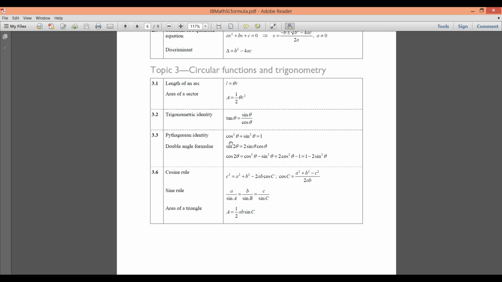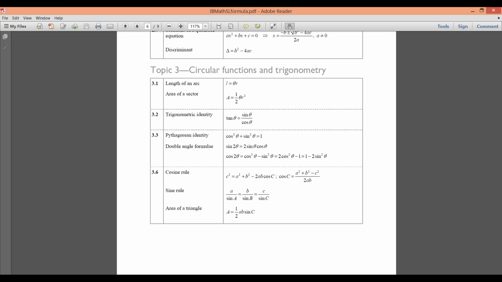Sine 2 theta, this is what we call the sine double angle formula. We get 2 sine theta cos theta. And cos 2 theta becomes cos squared theta minus sine squared theta, or you can write it as 2 cos squared theta minus 1, or 1 minus 2 sine squared theta. Doesn't matter. You don't have to memorize it. You just need to know where to find it. You can find it in your formula booklet.